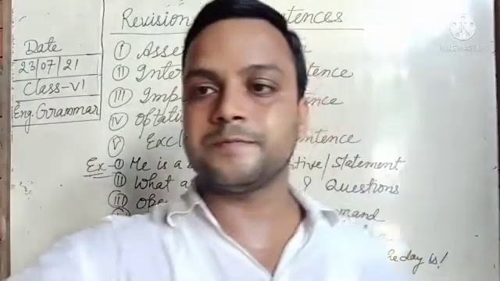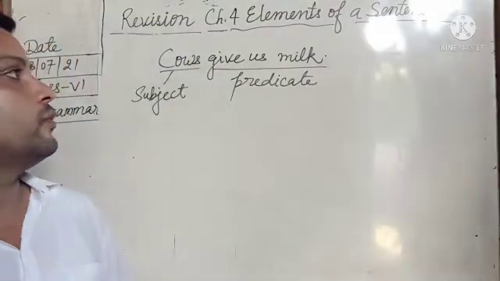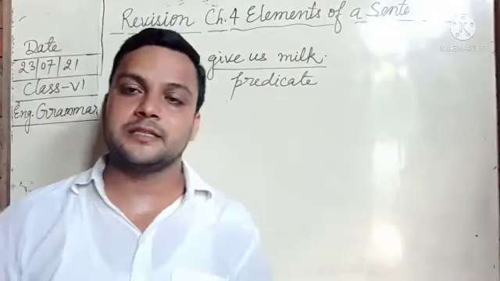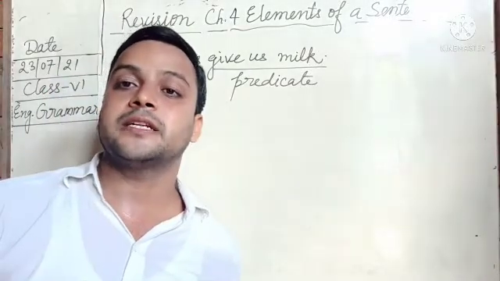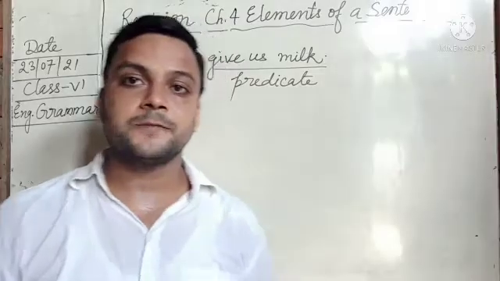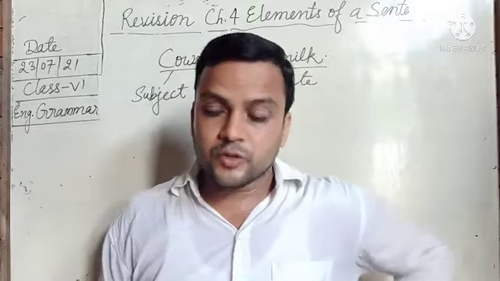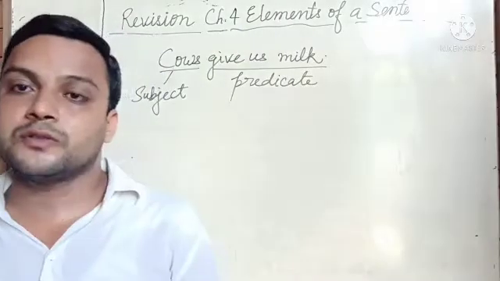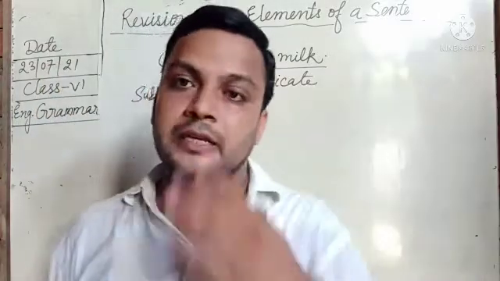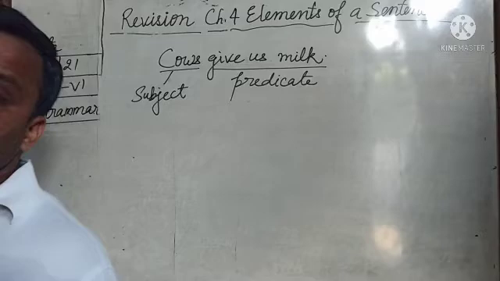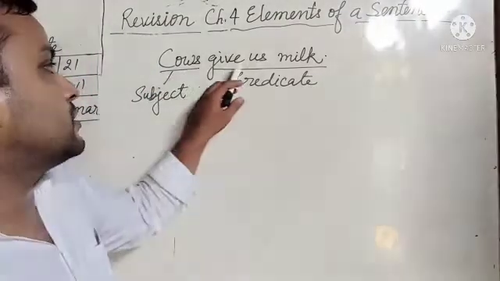Okay, students, now we will start chapter number 4, elements of a sentence. So in this chapter we will learn about the subject and predicate, object and complement. Students, subject. What is a subject? The person or the thing about whom or which we say something, that is known as subject. So here, cows give us milk.